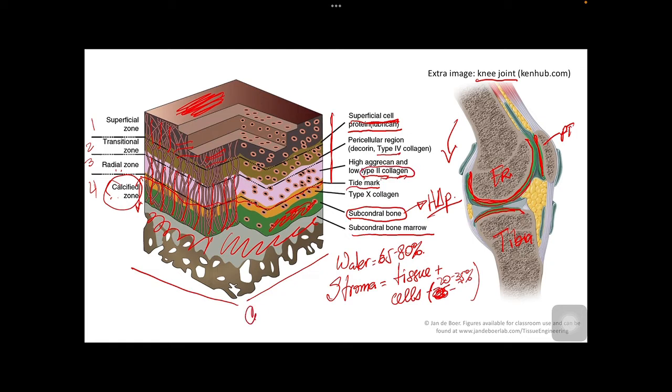Collagen type 2 is one of the main components of cartilage. You can also have different proteins and different what we call proteoglycans, which are molecular structures that have sugars and have proteins, and we will discuss more about how they look in a minute. And the tide mark here, as I said, is the place where you can differentiate between main collagen and collagen that starts to be calcified.